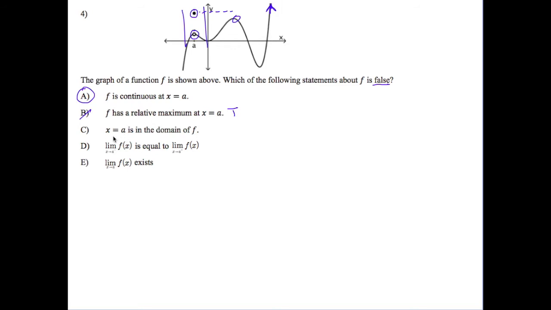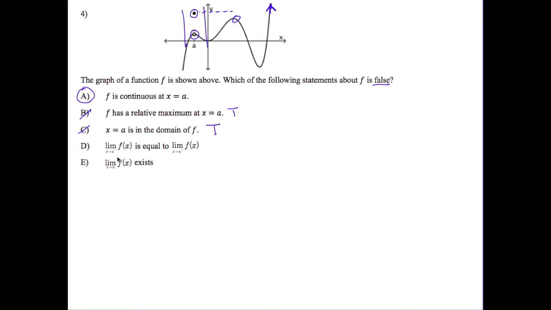All right, let's look at C. x equals a is in the domain. Being in the domain just means that when I evaluate it, if I plug in a, then I get some height. So if I plug in a, you might say, oh, it's empty right here. But no, you just jump up to this value, so you get this height up here. So that is also true. It is in the domain. It goes up to a height. It just isn't continuous.